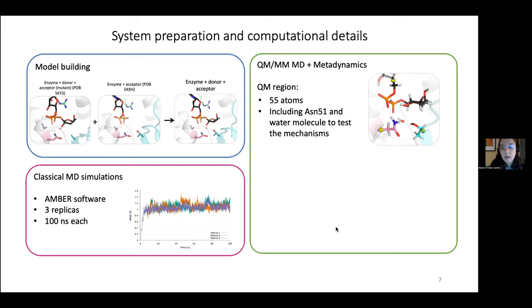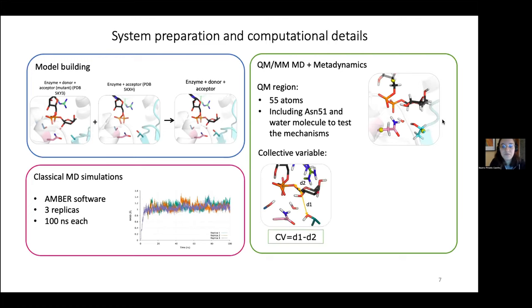MD and metadynamics. When we defined the QM region, it had 55 atoms, and it included the species that were going to react, the acceptor and the donor, but also this asparagine and this water molecule in the active site, so that both mechanisms would be possible in our simulation.